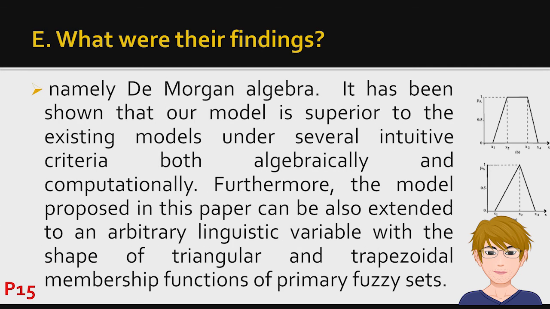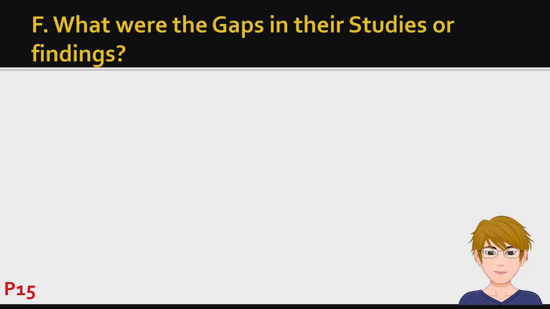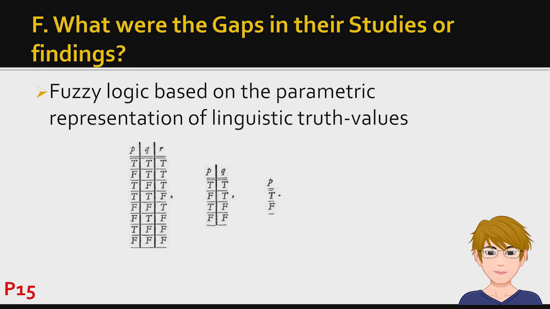Namely, the De Morgan algebra. It has been shown that our model is superior to the existing model under several intuitive criteria, both algebraically and computationally. Furthermore, the model proposed in this paper can also be extended to an arbitrary linguistic variable with the shape of triangular and trapezoidal membership function of primary fuzzy sets. So the feature looks like a triangle and a trapezoid. Letter F, what were the gaps in their studies or findings? Fuzzy logic based on parametric representation of linguistic truth values. Okay, so that's all, and thank you.